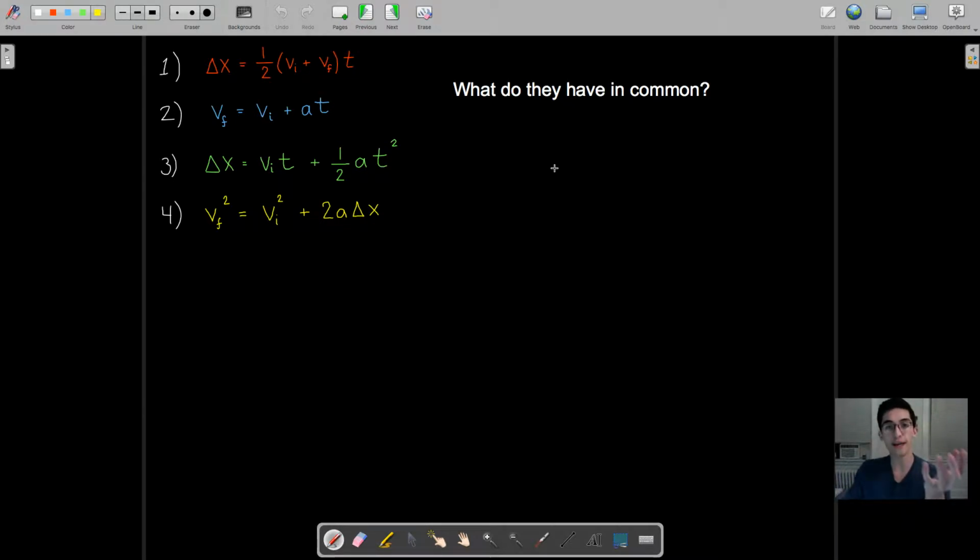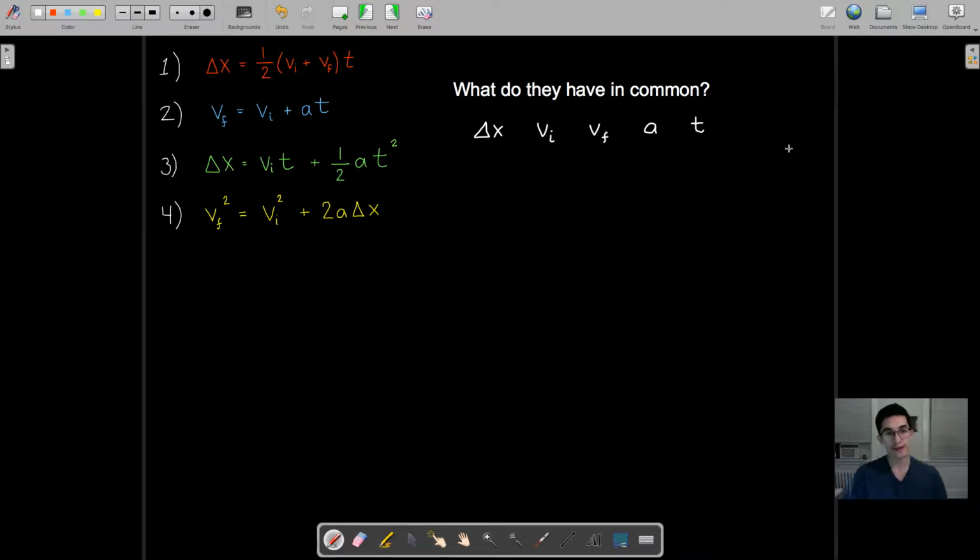Well, one thing you may notice is they're all working with roughly the same variables. There are only 5 variables among these 4 equations. Take a look. Yeah, there's only 5 variables here. We got delta x, so we have displacement, initial velocity. We also have final velocity. We have acceleration, and we have time. And absolutely nothing else. There's not a single other variable here.